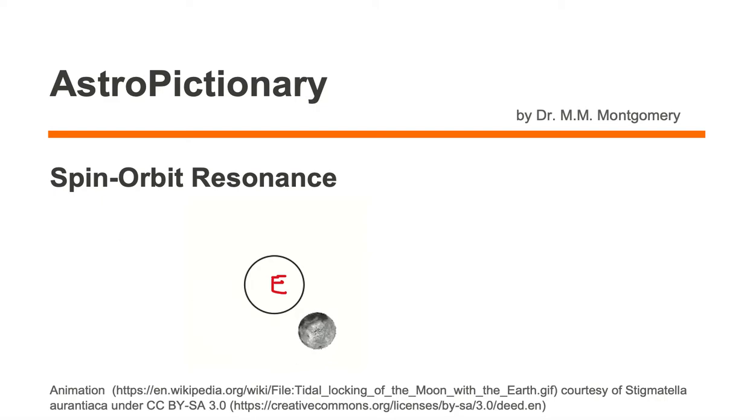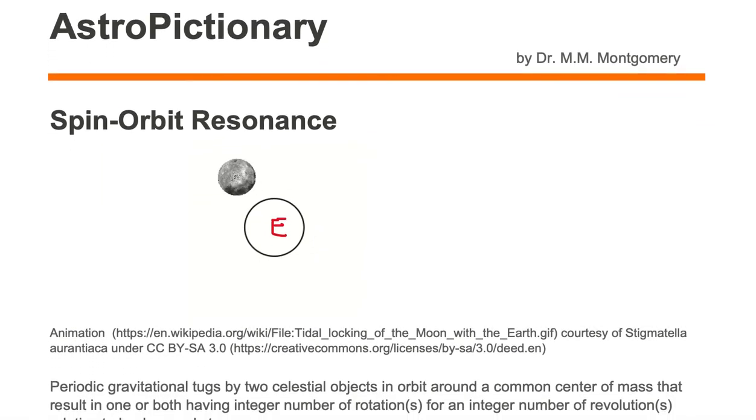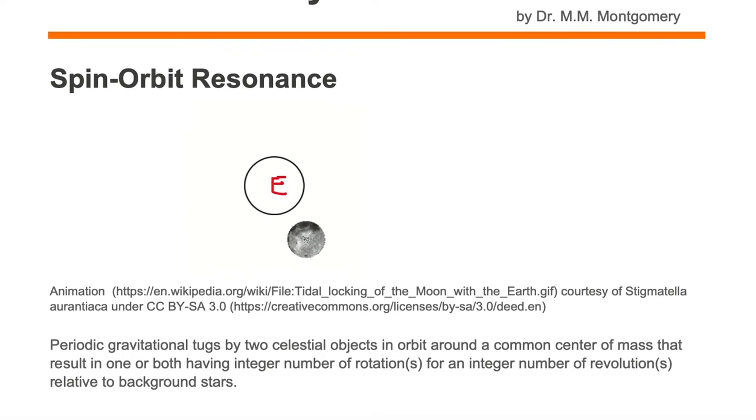Let's look at spin-orbit resonance. Spin-orbit resonance is periodic gravitational tugs by two celestial objects in orbit around a common center of mass that result in one or both having an integer number of rotations for an integer number of revolutions relative to background stars.